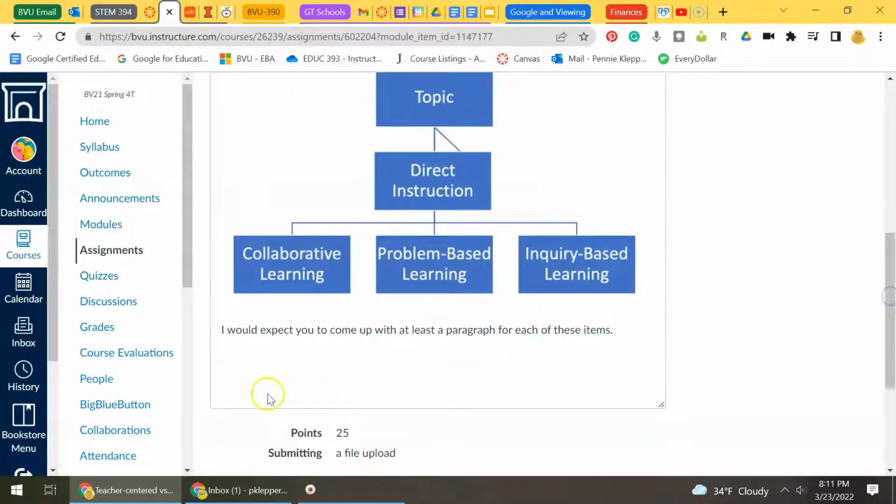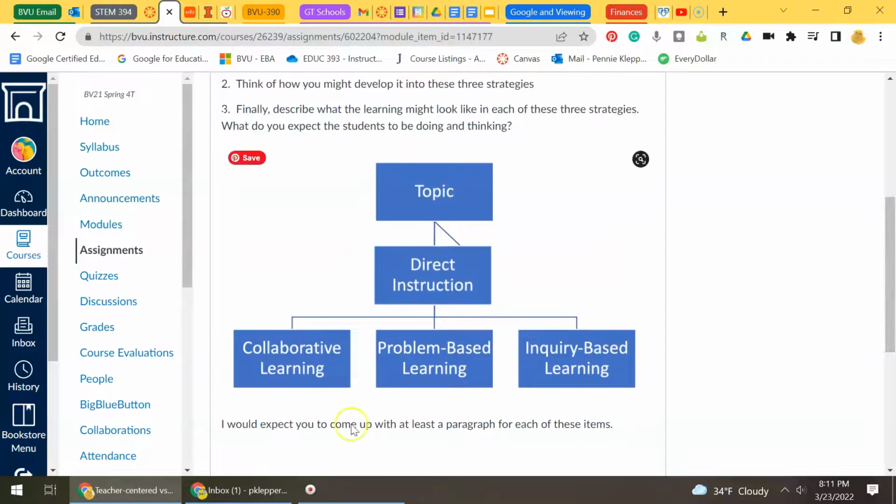As it is, you need to have at least one paragraph for each one of these types of items. Please do not worry that it has to be in this type of format with these blocks and that type of thing. That's not what I'm looking for at all. It doesn't have to be in an exact lesson plan format, because that's not it either. Just make sure your information is well labeled, so it's easy to tell what is the topic, what is your direct instruction, and what it's going to look like in that type of learning environment.